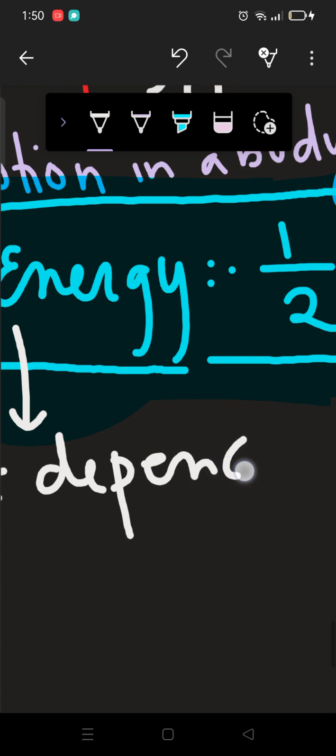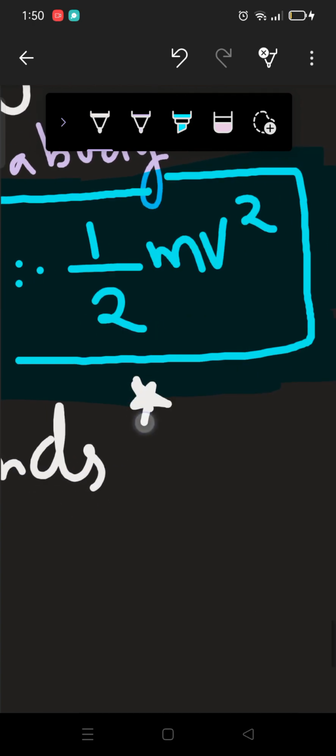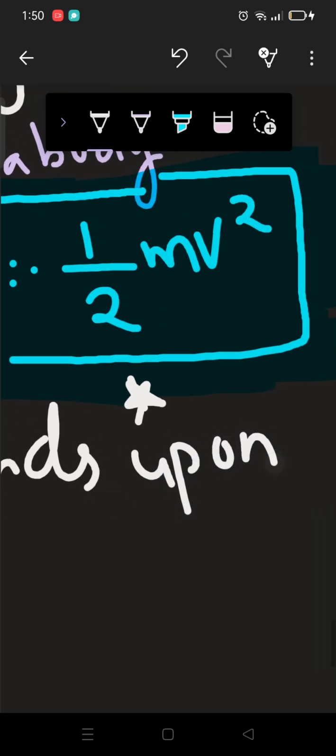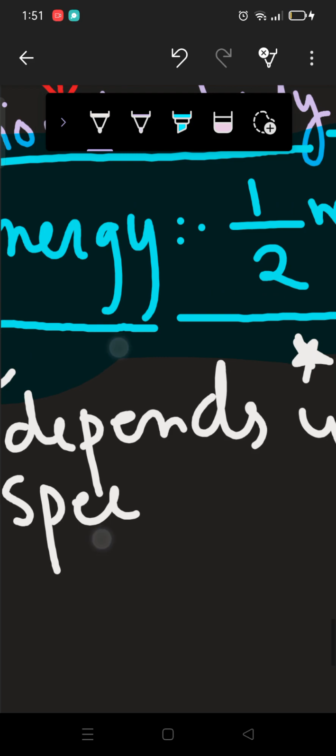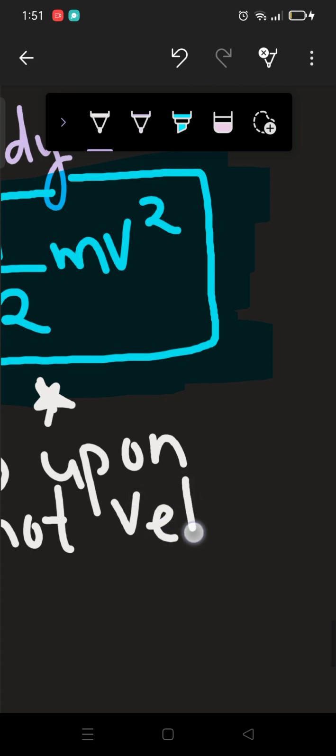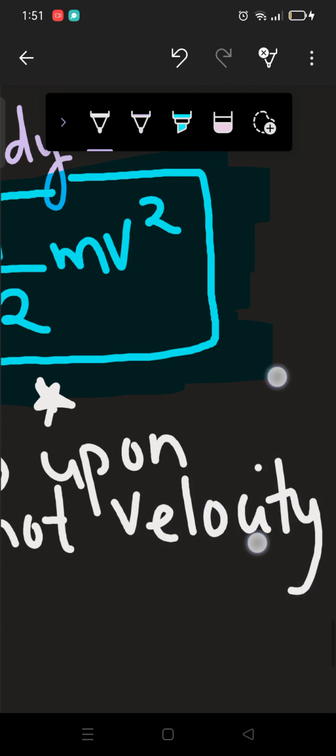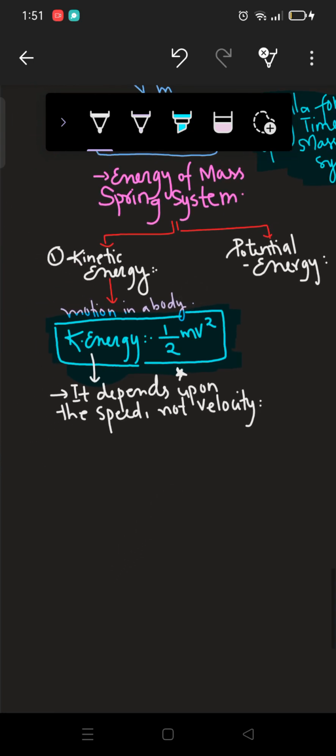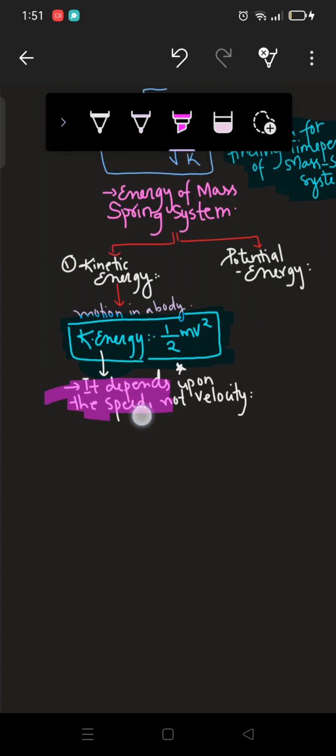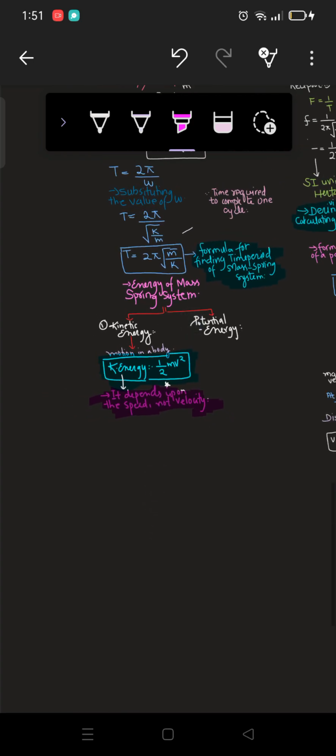This is a very important point. You must make a box and make a star on the top of it, since this is a very important point. It depends upon the speed, not velocity. It doesn't depend on the velocity, it depends on speed. Very, very important point. That's why I made 2 stars on the top of it, which represents that it is a very important point. So it depends upon the speed, not velocity.